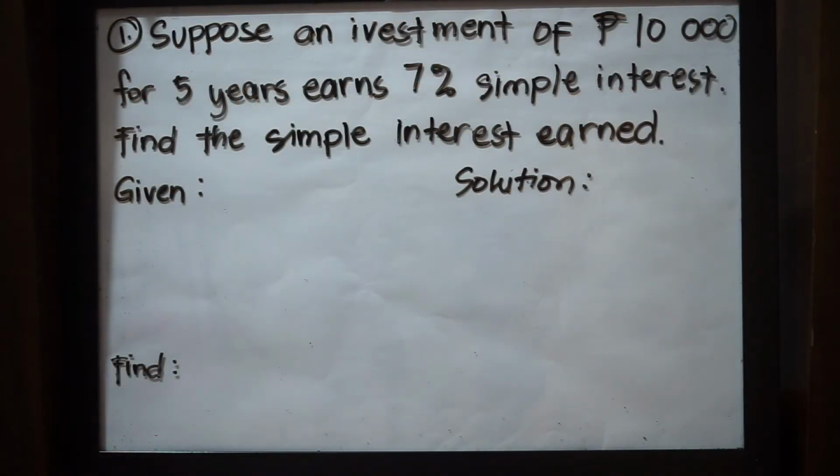Problem number 1. Suppose an investment of 10,000 pesos for 5 years earns 7% simple interest. Find the simple interest earned. So, ito lang siguro yung magiging difference if natakil nyo na yung lesson for interest for general math. Siguro the difference is yung way namin kung paano i-solve yung mga problems. Kasi baka magkaiba kayo ng teacher, na ako ang naging teacher nyo for business math, tapos iba yung teacher nyo for general math. Iba yung way namin kung paano mag-solve.